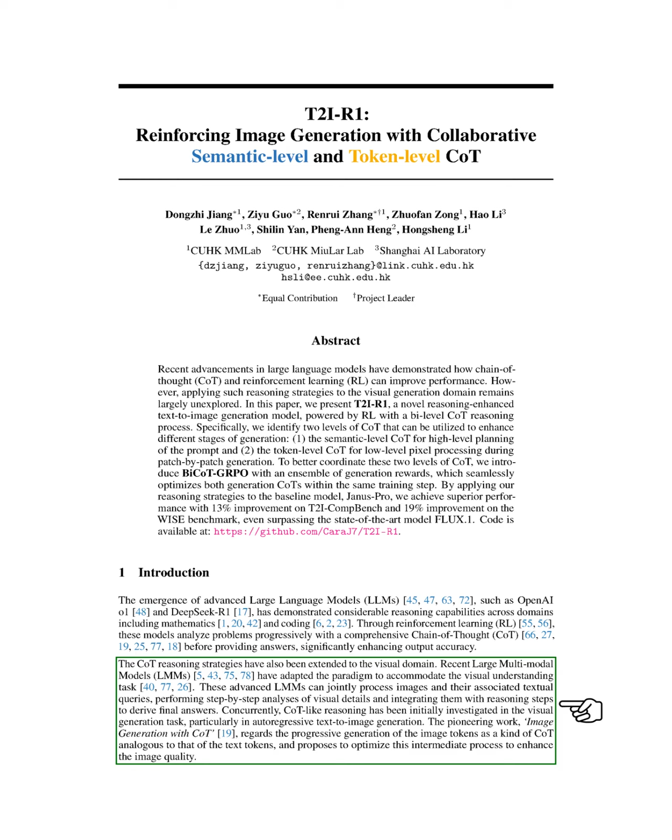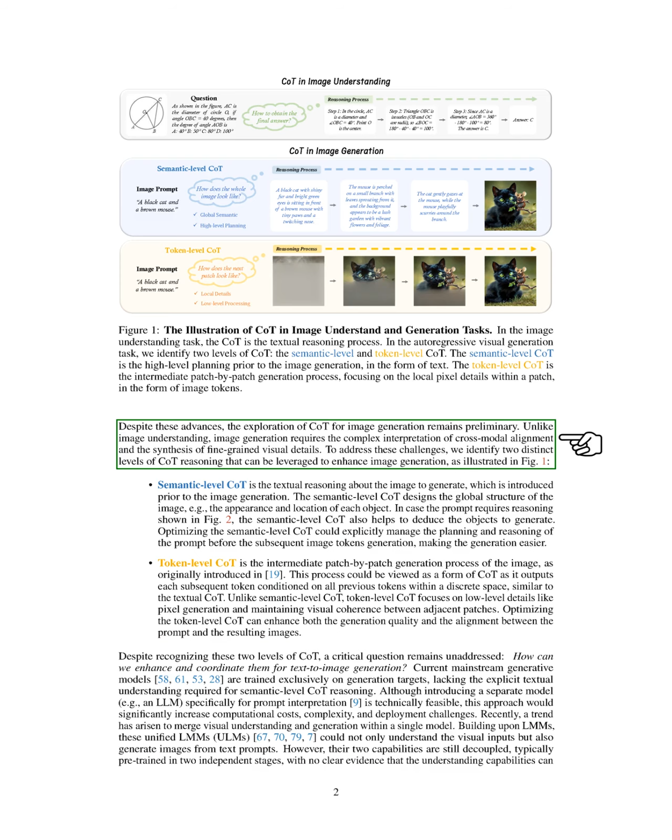This CoT reasoning has also been applied to visual tasks. Recent large multimodal models, LMMs, can analyze images alongside related text, allowing them to perform detailed visual analyses and combine these with reasoning to produce answers. We note that CoT-like reasoning has begun to be explored in visual generation, particularly in generating images from text. The initial work in this area treats the step-by-step creation of image components as a form of CoT, similar to how text is generated, and aims to improve image quality through this process.